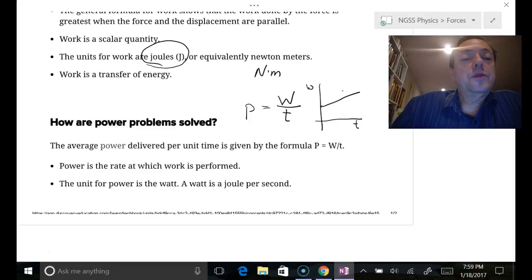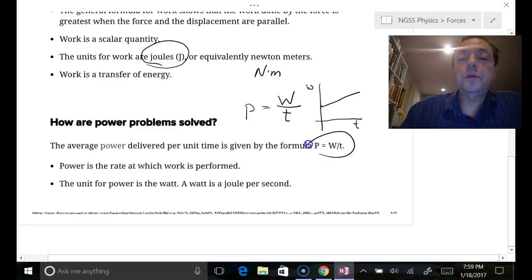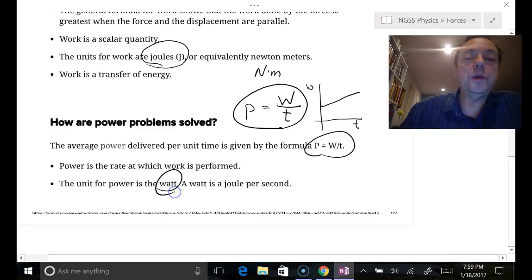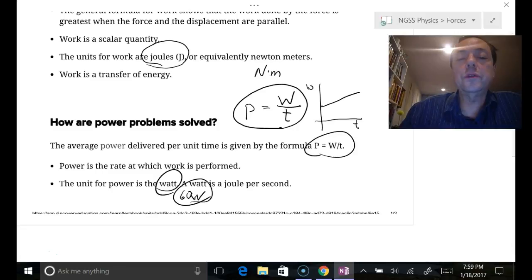How are power problems solved? The average power delivered per unit time is given by this formula. Oh, I just gave it up here. And power is the rate at which work is performed, and the unit for power is the watt. You guys might have seen this on the top of light bulbs. Maybe it says something like, I don't know, 60 W. That's 60 watts. And a watt is 1 joule delivered, 1 joule of energy delivered per second.